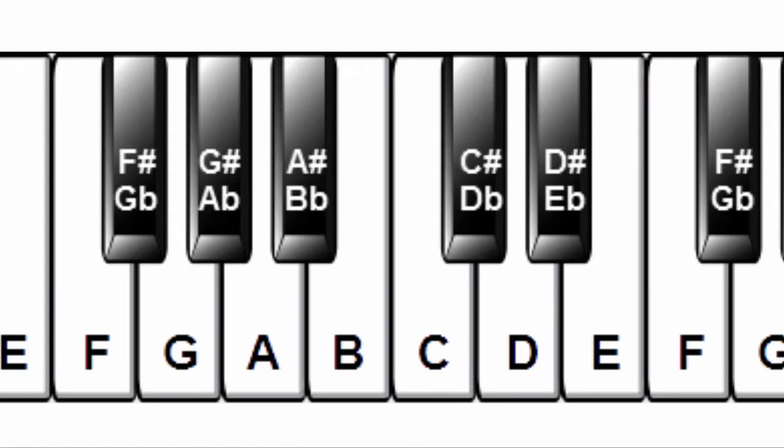Let's review. We started on F and went up two whole steps, G, A. Then up one half step to B flat. Next, we went up three whole steps, C, D, E, and finally up one half step to F. That's the F major scale.